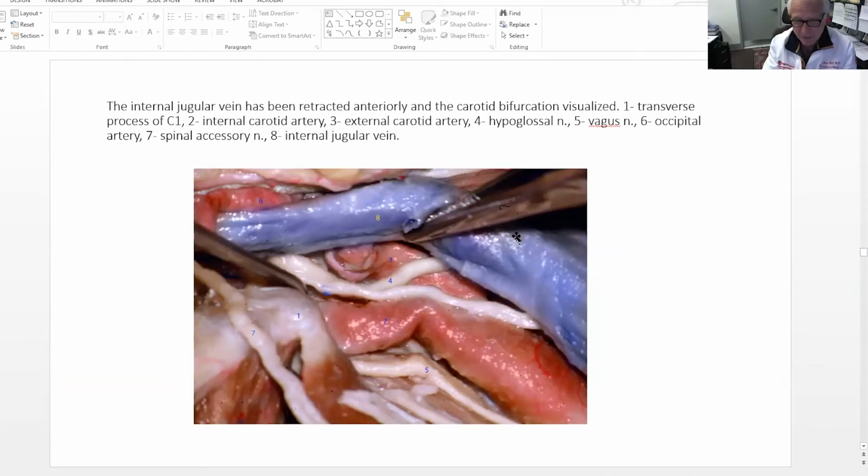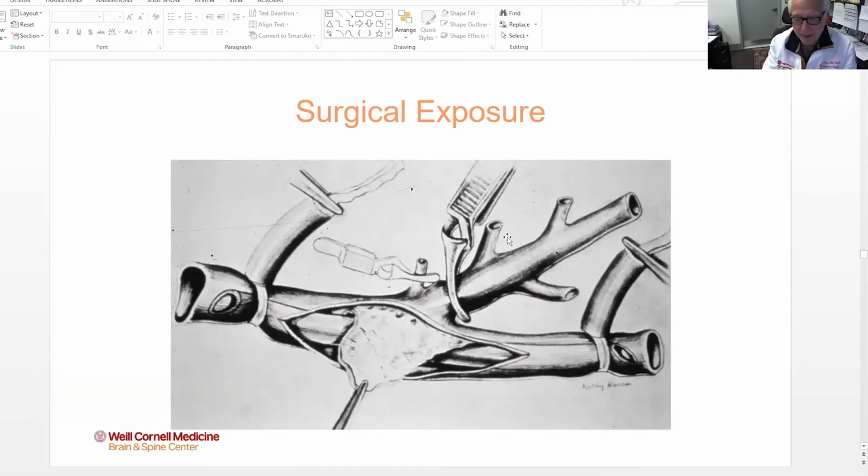That's not what we do in the operating room. In the operating room, we isolate the common carotid artery, external carotid artery, internal carotid artery. Obviously, you know the external carotid artery by the branches that come off it. The first branch that comes off is the superior thyroid. There are no branches on the common or internal carotid artery.